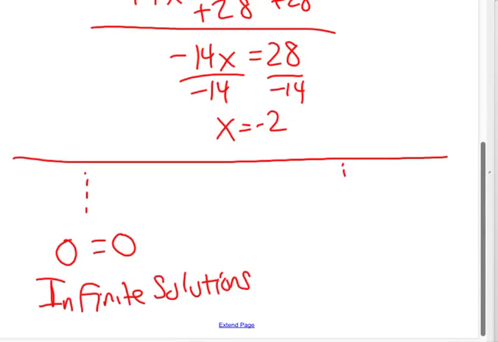If you ever do a bunch of work and you end up with something like 2 equals 0, which doesn't make any sense, you get no solution. All right, so that can still happen in the substitution method. I just didn't do an example of that. We will see plenty of those in class on Monday.